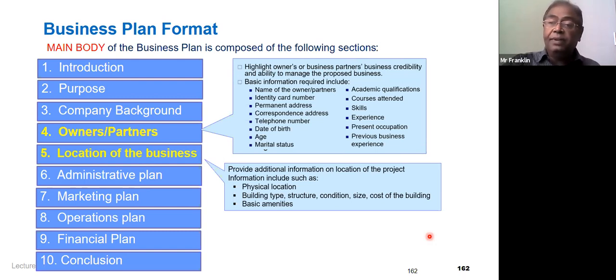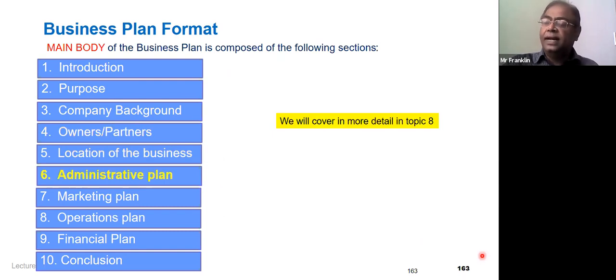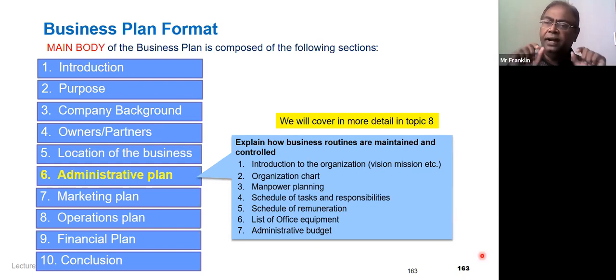Okay. Administrative plan. Now we will cover this in more detail in topic 8, but these are the basic parts of it. An introduction to the organization, in the administrative organization chart. You write who's the CEO, who is the accounts, who handles the marketing, who handles the other things. So the whole chart is there.